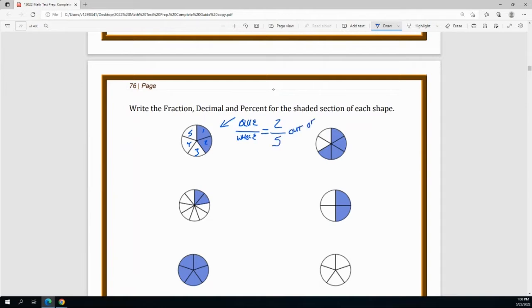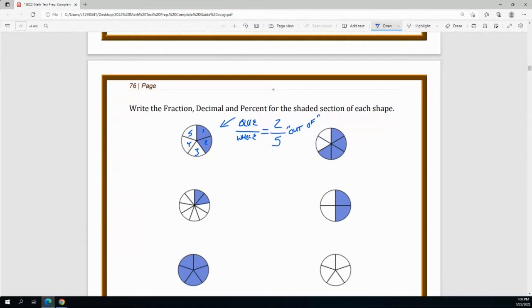Now, I like to use the words out of because it sounds like you're counting something. And that's kind of what we want to be able to do. You want to say 2 out of 5. It's very helpful. It really speaks to your brain when you hear the words out of, because then you say, well, 2 is not half of 5. And you can even see it with your eyes. Oh, it's not. So let me show you.